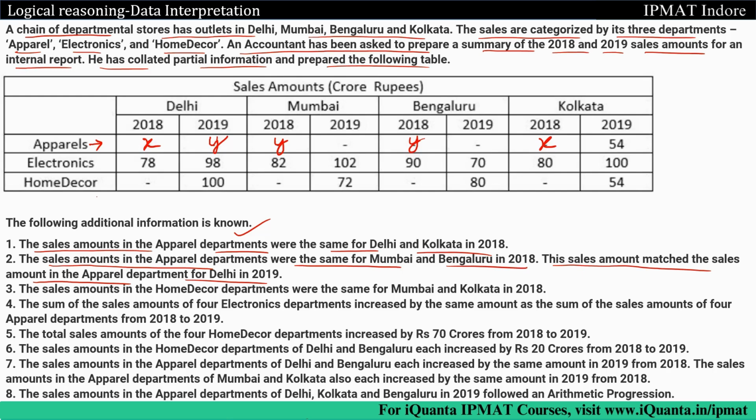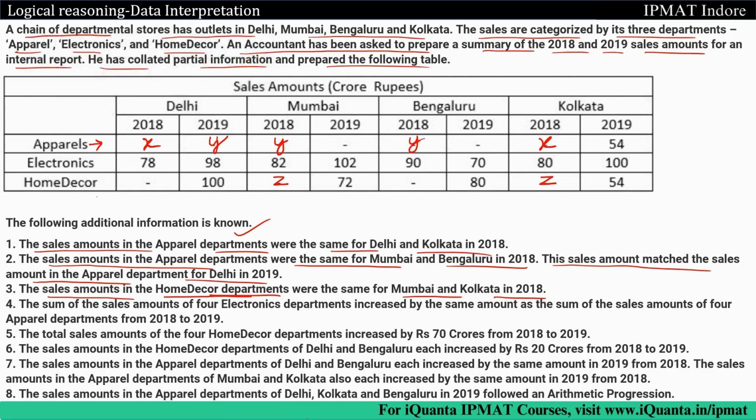Then the next point is the sales amounts in the home decor department were the same for Mumbai and Kolkata in 2018. So in the home decor department, we have Mumbai and Kolkata 2018 with the same sales amount. Let me assume this is Z, so this will also be equal to Z, right?